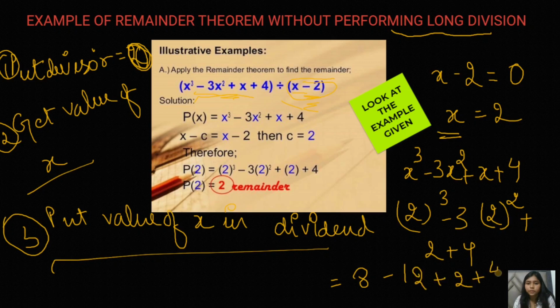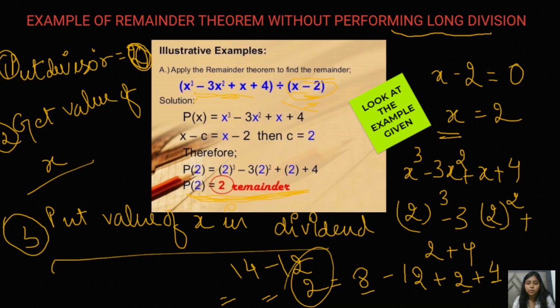Okay, right. So we have to solve this. 4 plus 2 is 6, plus 8 is 14, minus 12 and we'll get 2. So basically we'll get a remainder. So the remainder of this particular equation without actually performing the long division is 2.